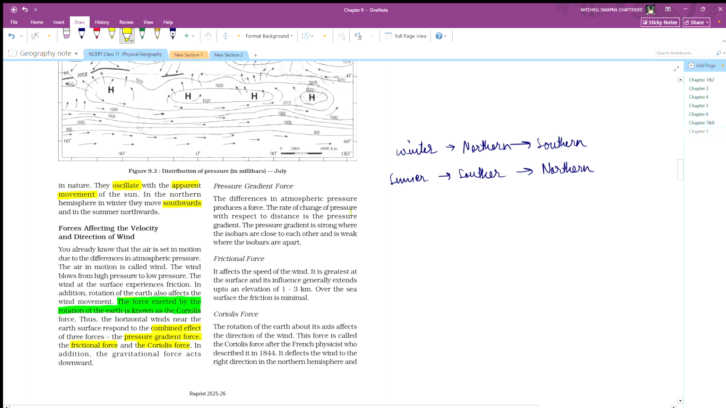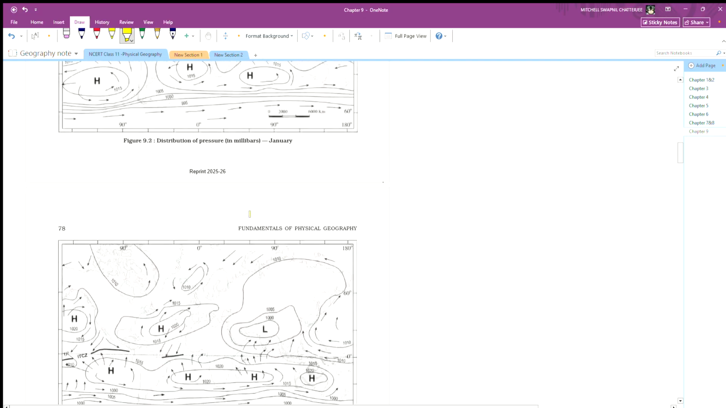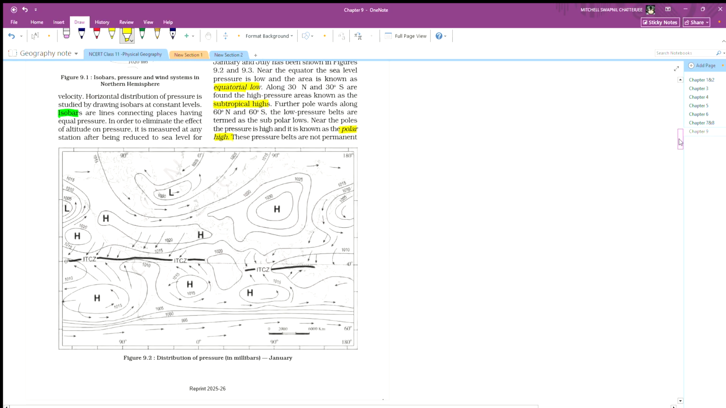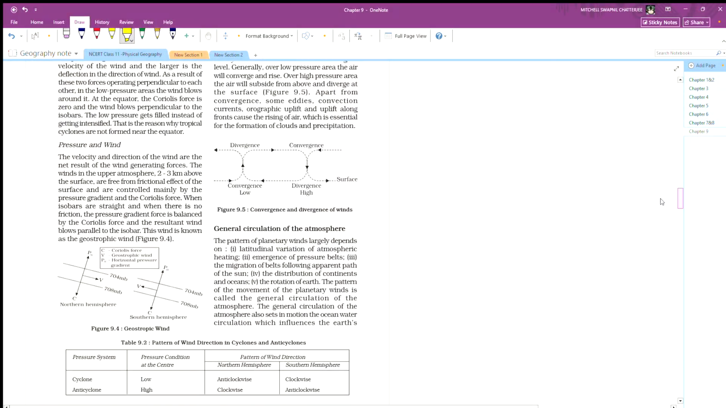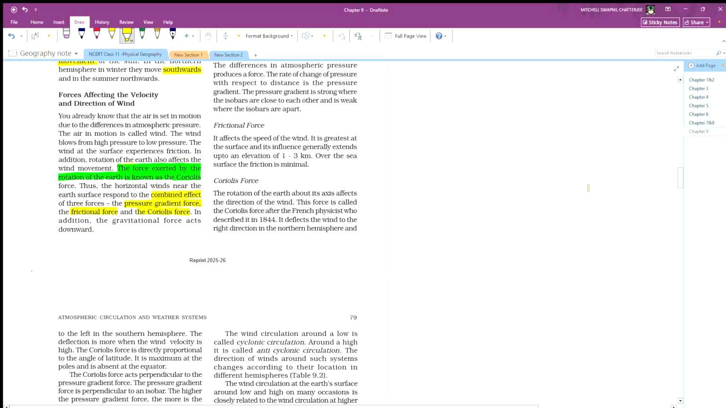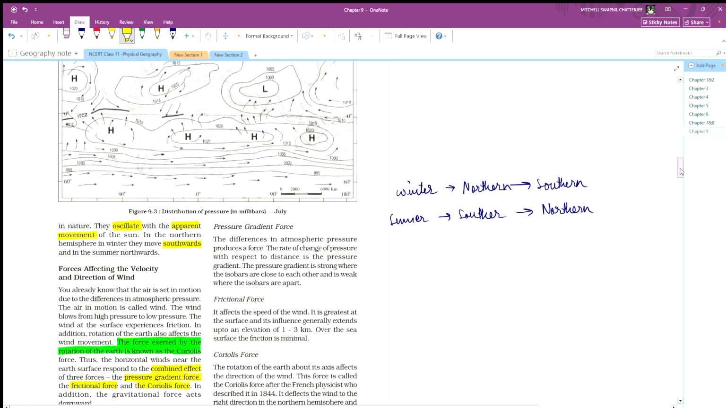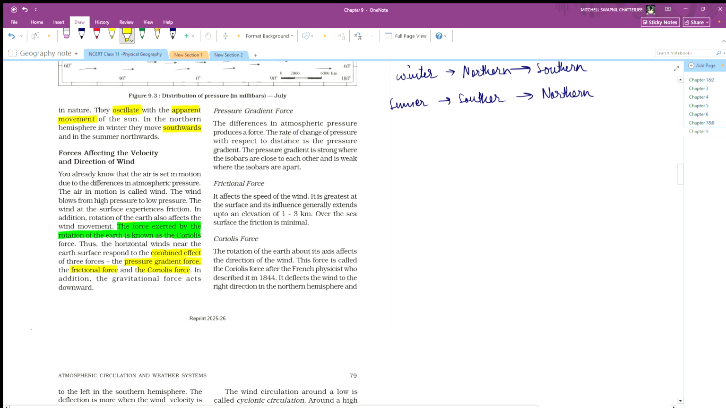What unit do we use for pressure? Yes, we use millibar. So the rate of change of pressure with respect to distance is millibar per kilometer, right? It's a pressure gradient.